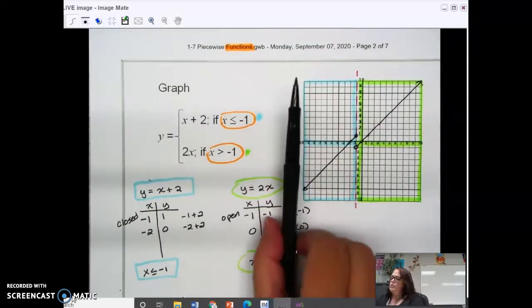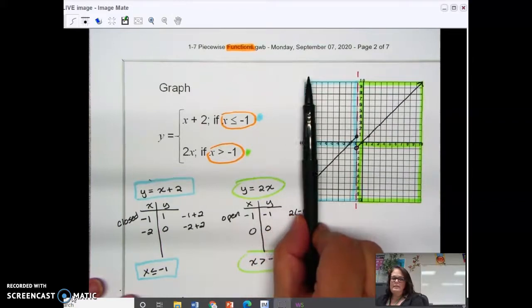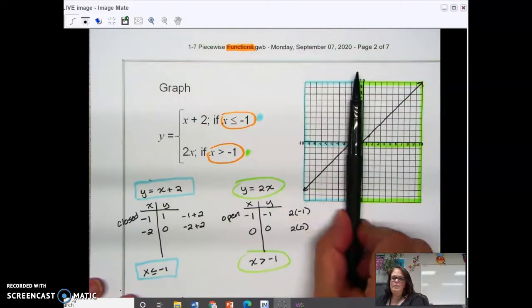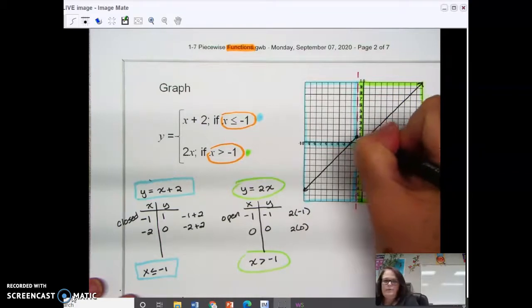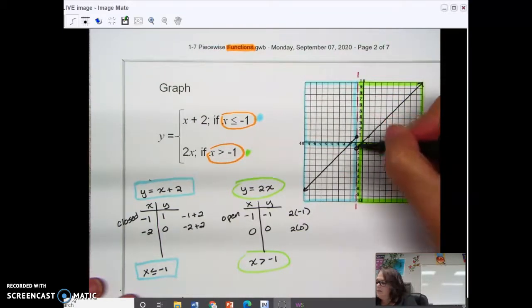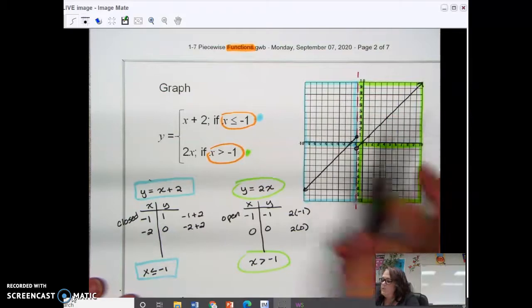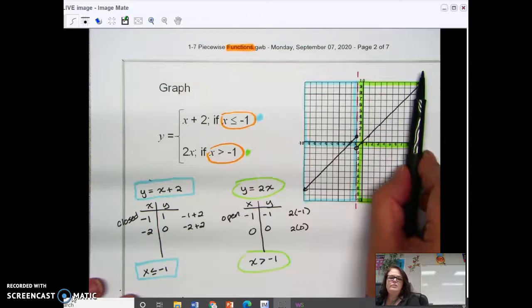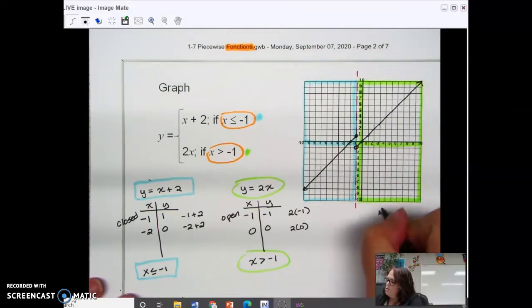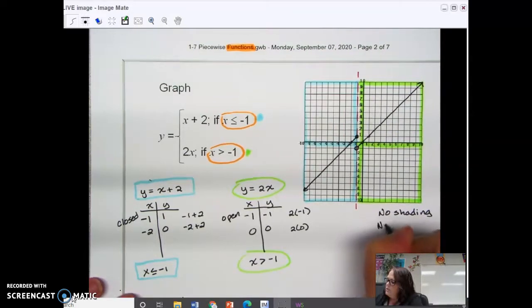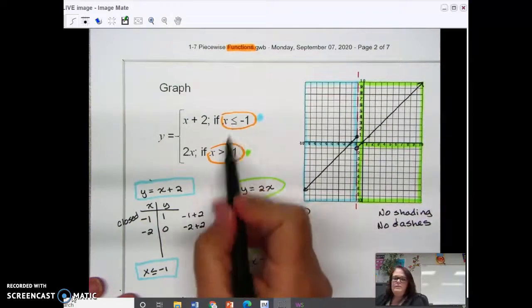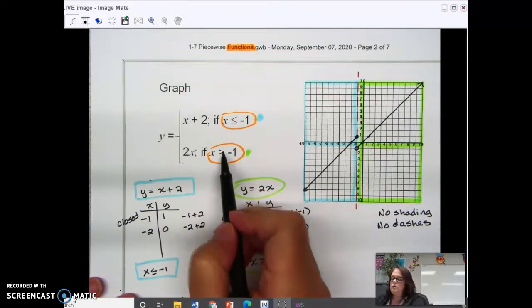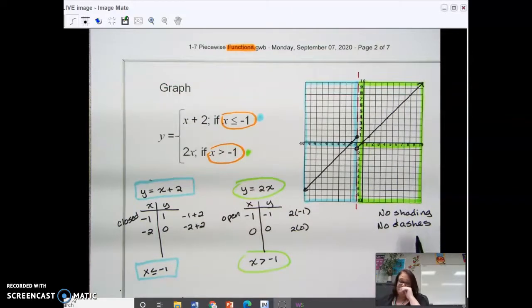I want you to notice, does it pass the horizontal line test? So when I hit that line, that's the big question mark. But notice this point up here is closed and this point down here is open. And so I still only hit one point there, and then I transfer to my green domain line, and so it is actually a function. So there's no shading, there's no dashes. These talk about open versus closed circles, not about shading or dashing.